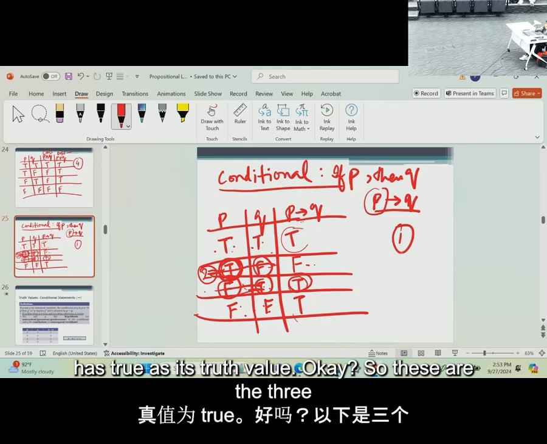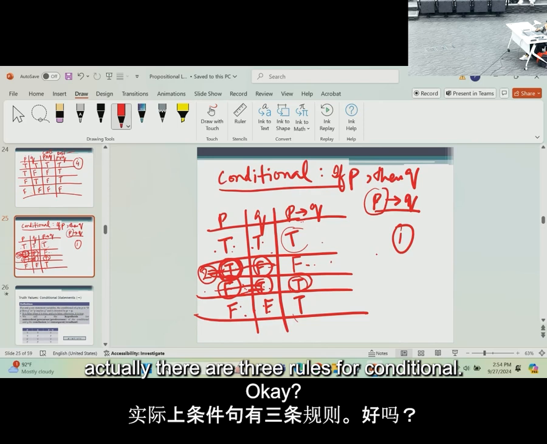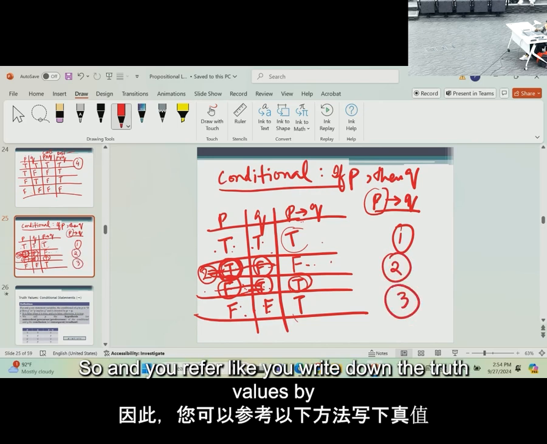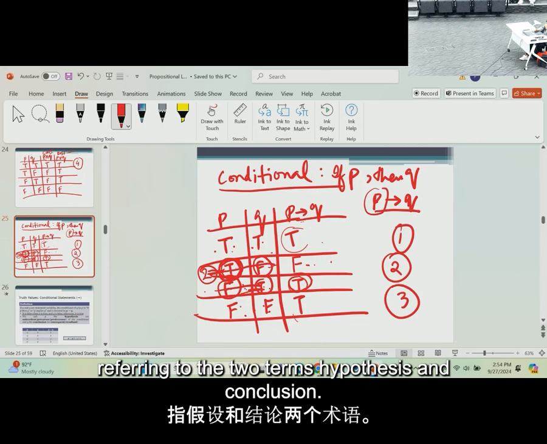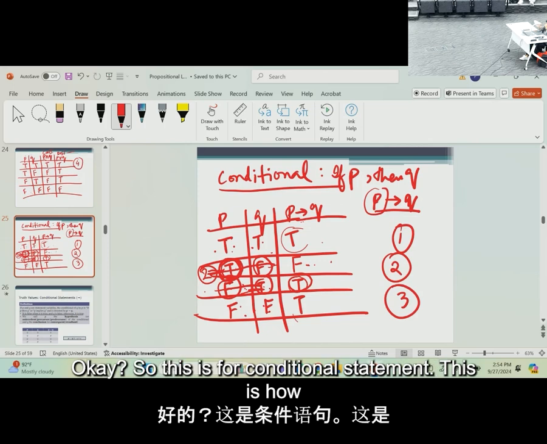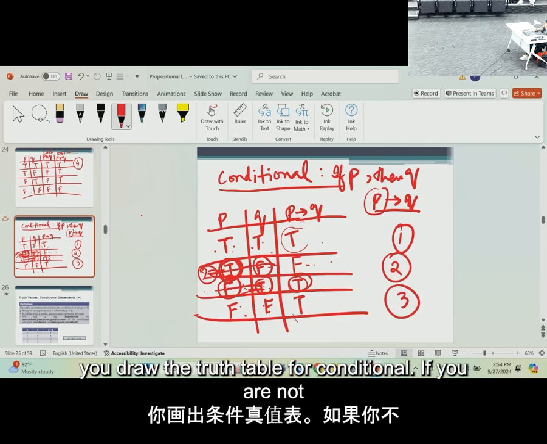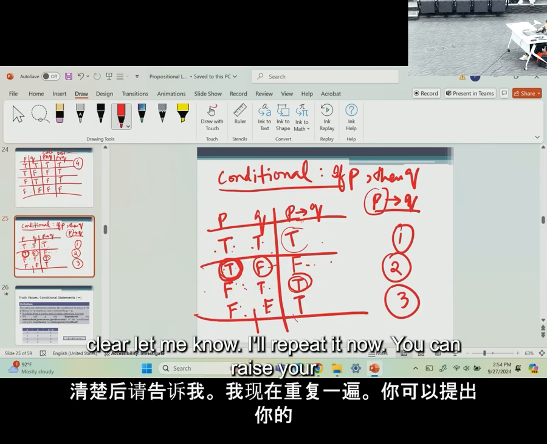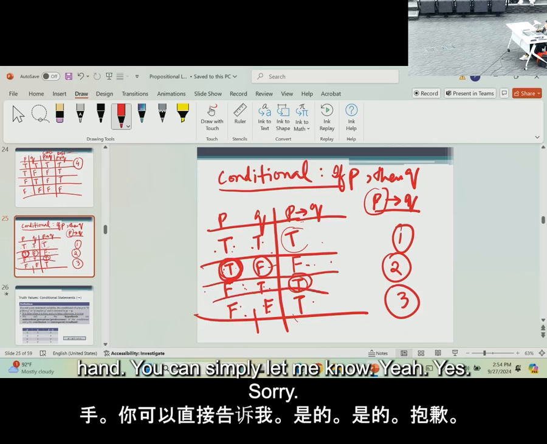So these are the three rules for conditional, okay? And you write down the truth values by referring to the two terms, hypothesis and conclusion, okay? So this is for conditional statement. This is how you draw the truth table for conditional. If you are not clear, let me know. I'll repeat it now. You can raise your hand. You can simply let me know.